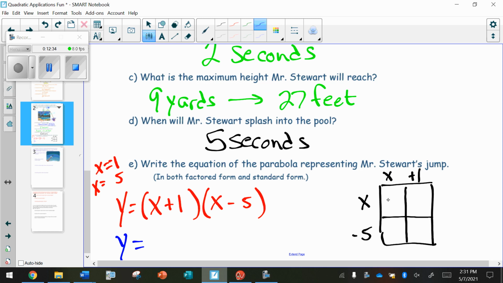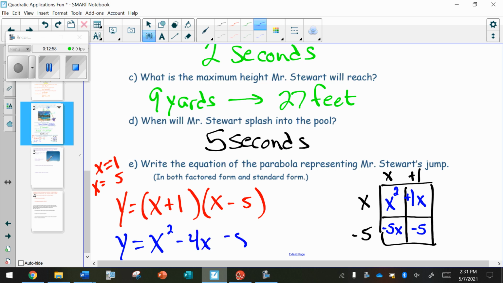All right, so x times x is x squared. X times 1 is a positive 1x. X times -5 is a -5x. And -5 times a positive 1 is -5. So this becomes x squared, and then -5 plus 1 is -4x.